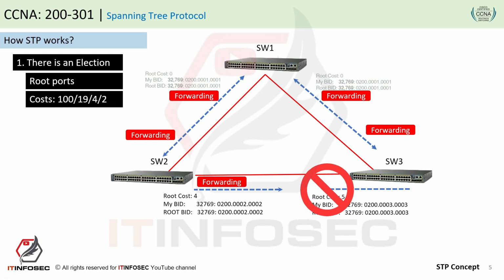The cost values may be different. If your port is 10 gigabit per second, your default cost will be 2. Sorry, if your port is 1 gigabit per second speed, the cost will be 4. If 100 megabit per second, it will be 19, and if 10 megabit per second, it will be 100. These are the default values of cost that are configurable on each port.